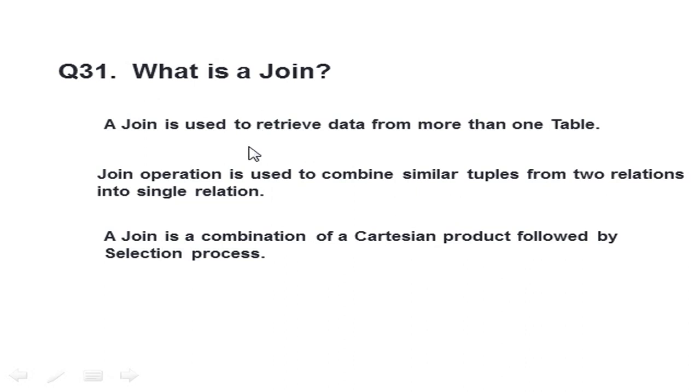Now, what is a join? These are things you should know. How do you define a join? A join is used to retrieve data from more than one table. Whenever you are trying to retrieve data from multiple tables, you use a concept called join. Join operation is used to combine similar tuples from two relations into a single relation. This is the other definition: a join is a combination of a Cartesian product followed by a selection process.